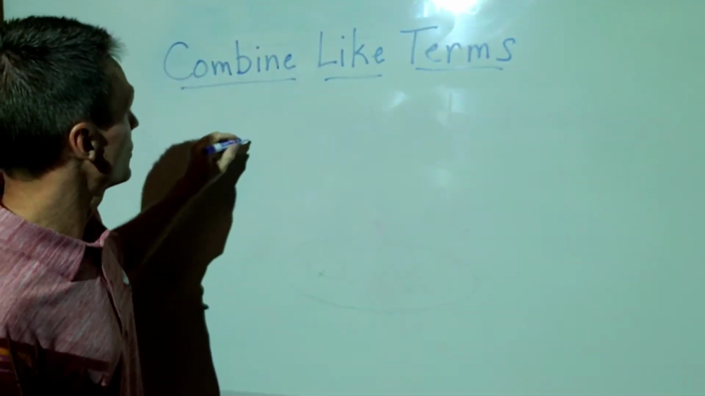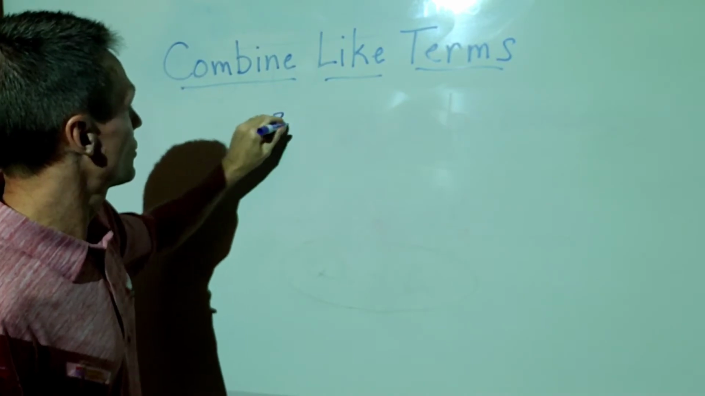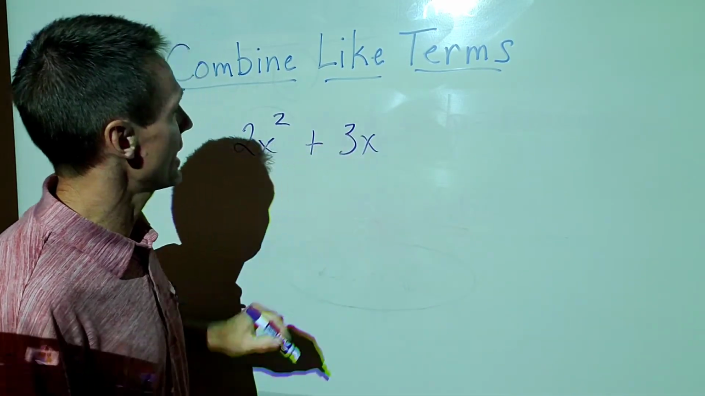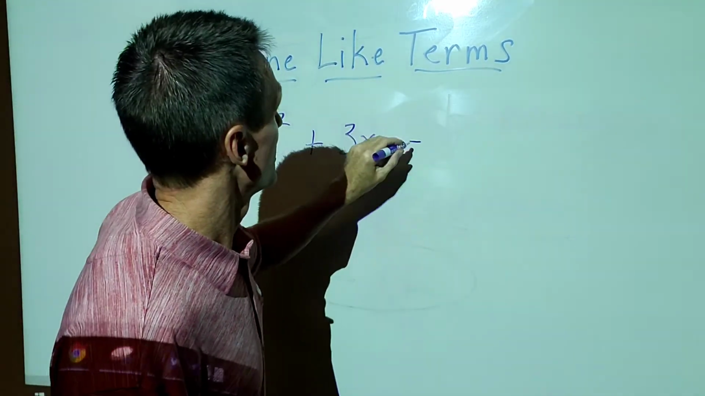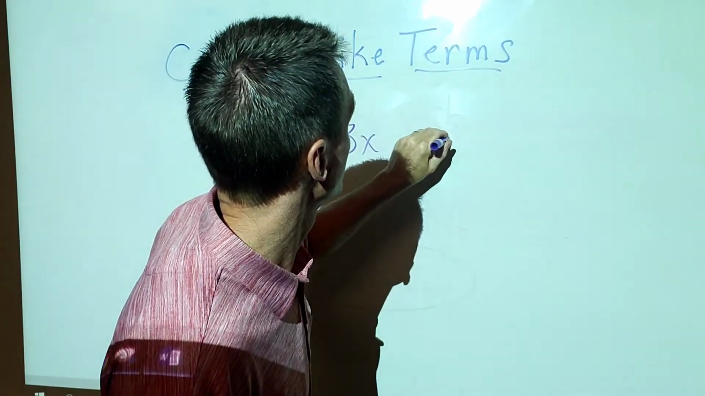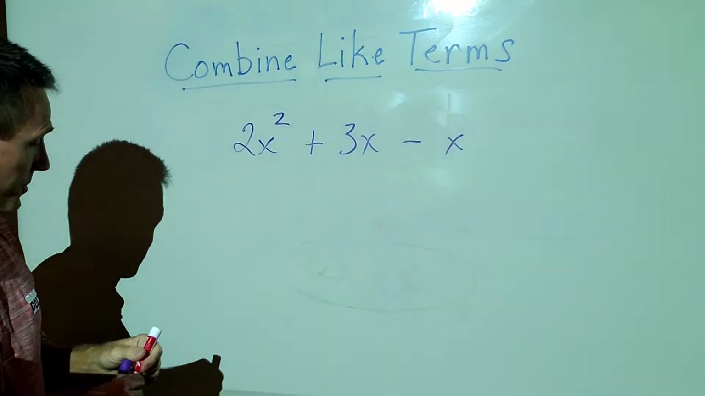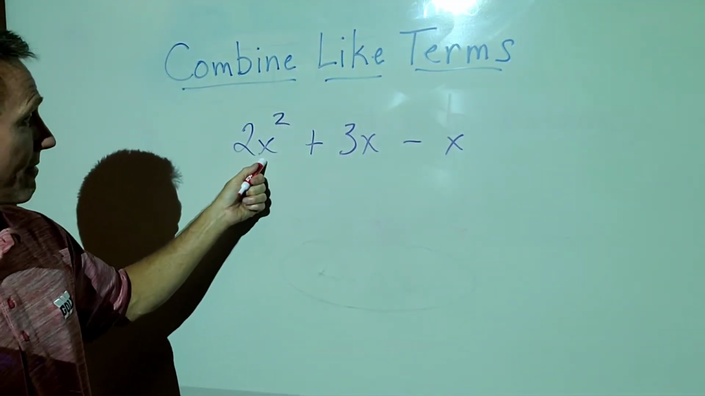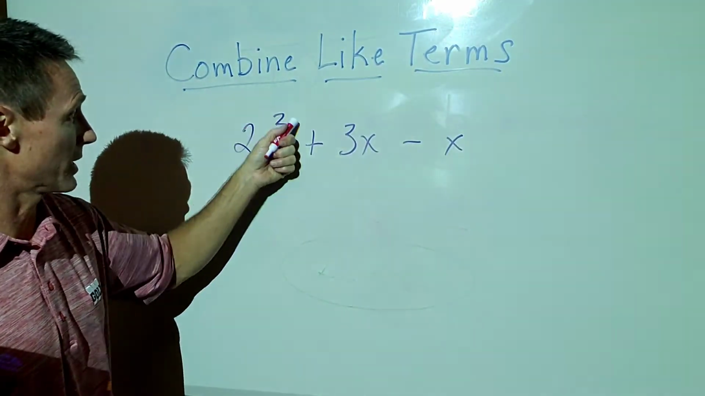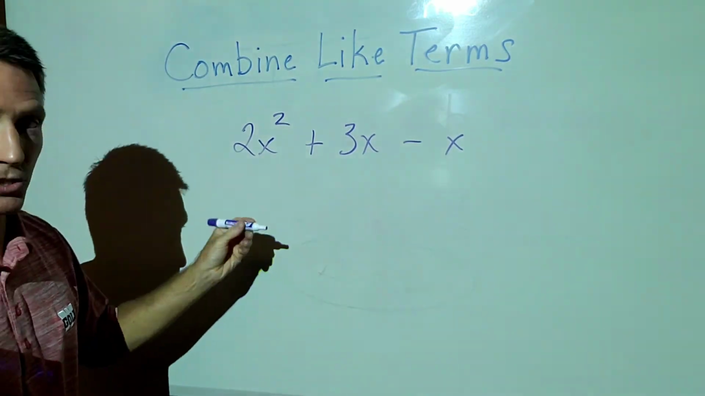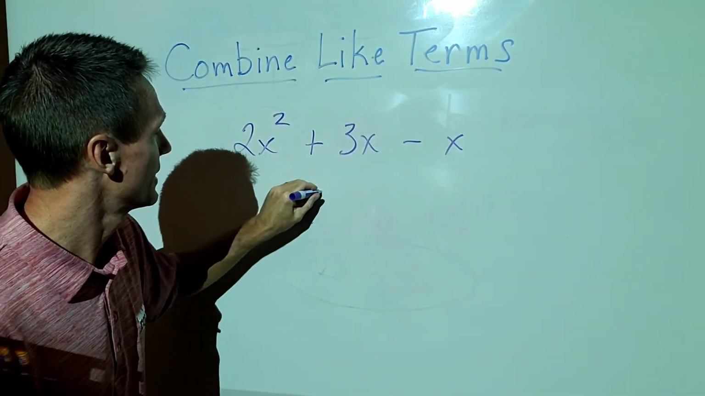So let's go 2x squared plus 3x minus x. All right, so like terms. I'm looking first of all to see if I have any more x squareds anywhere. And I do not see another x squared. So nothing to combine with my 2x squared.